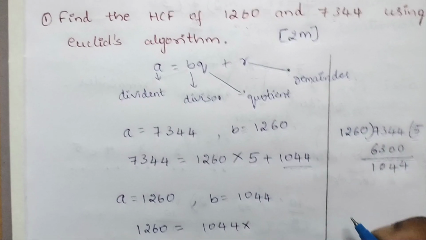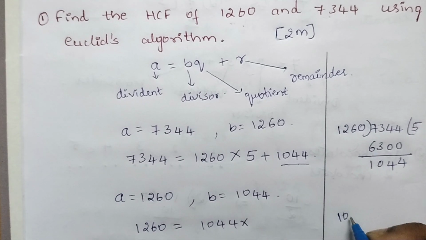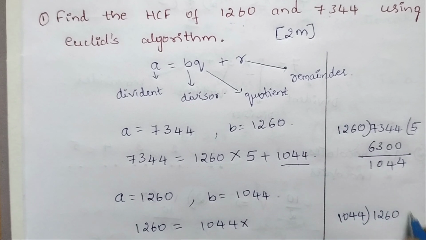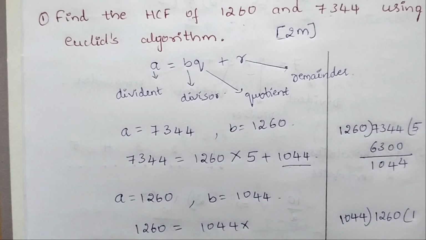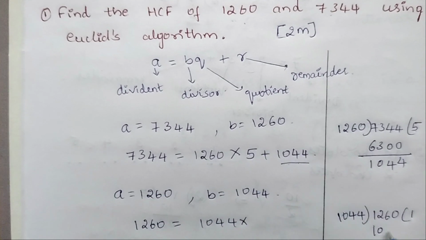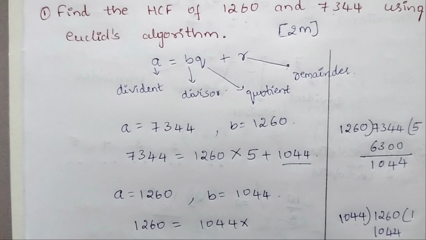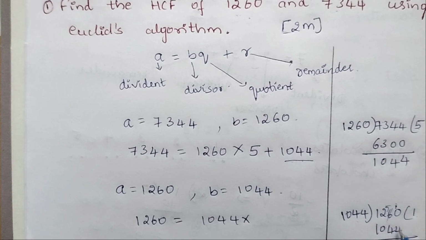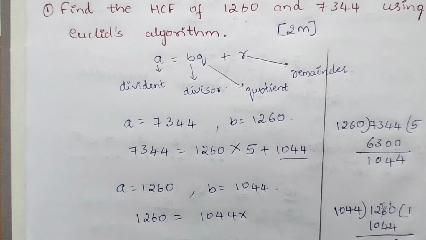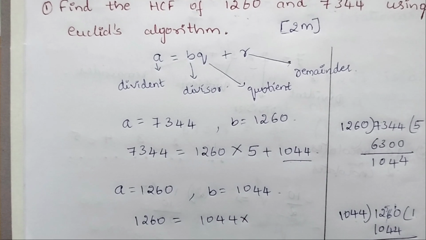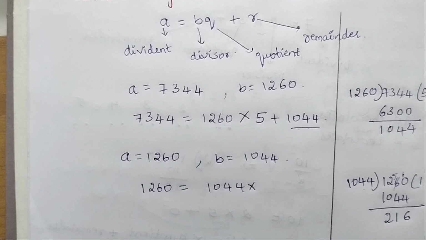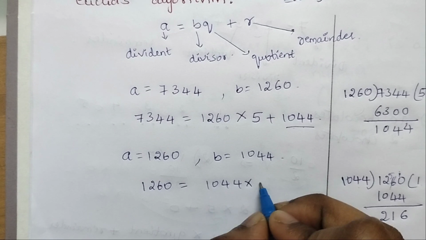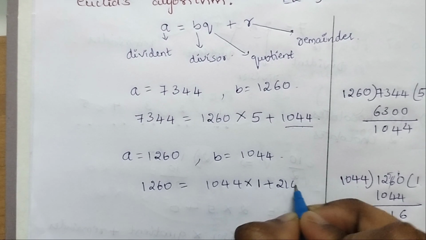Let me divide it. So my divisor is 1044, dividend is 1260. I'll multiply with 1. 1044 into 1, I'll get 1044. So after subtracting, I'll get the answer as 216. My remainder is 216 and quotient is 1. I can write it as 1260 is equal to 1044 into 1 plus 216.